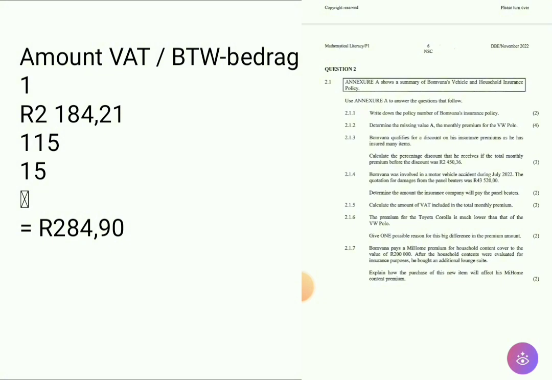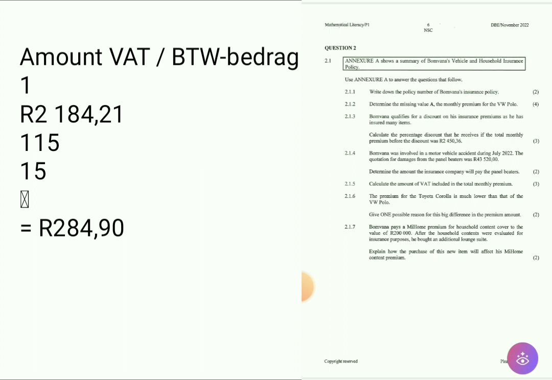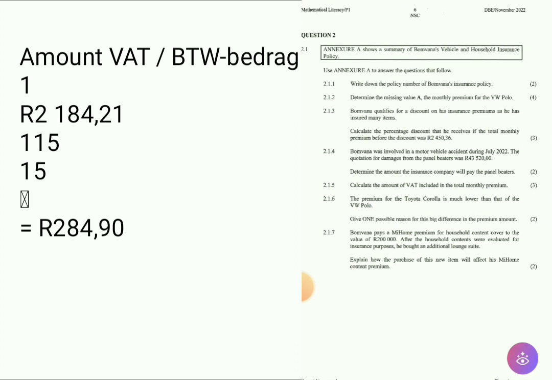You have to say 15 divided by 115. If the amount of VAT was 20%, you will say 120%. If the amount of VAT was 50%, you will say 150%. If the amount of VAT was 30%, you will say 130%. So here the amount of VAT is 15%. You say 15 divided by 115% multiplied by 2,184.21 divided by 1, which equals 284.90 rand. I couldn't put the lines on the screen. I'm sorry, guys, but my explanation is very clear of what I'm meaning.